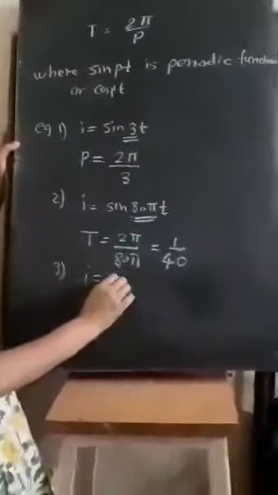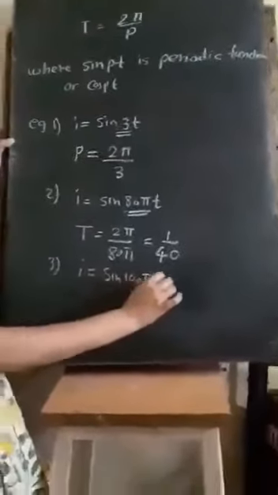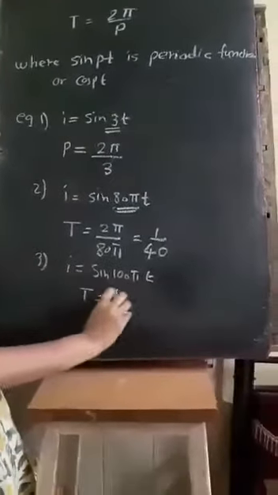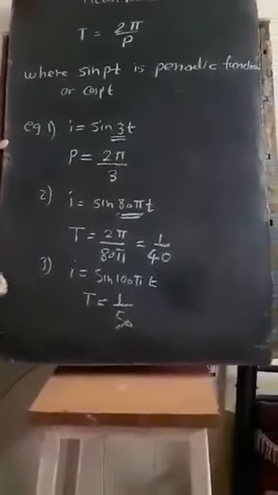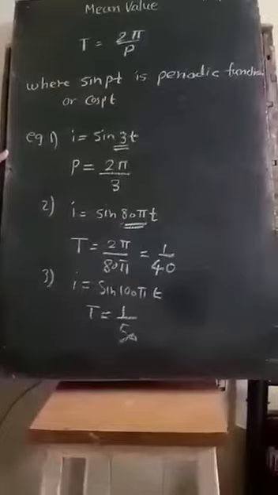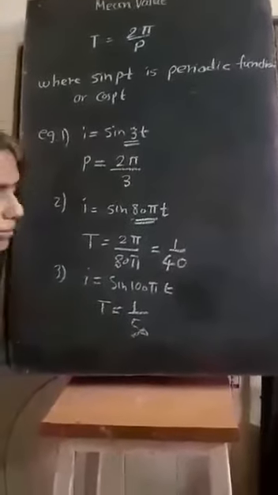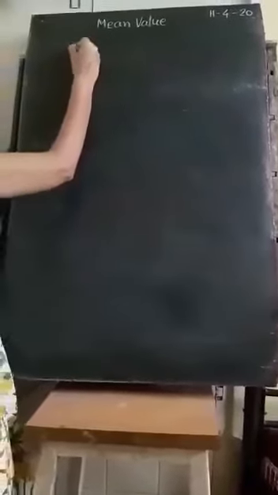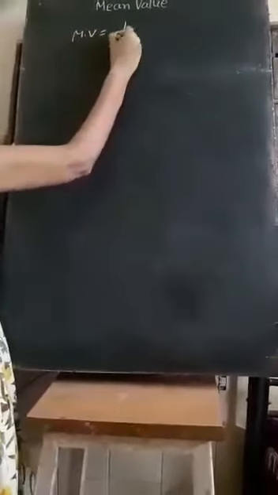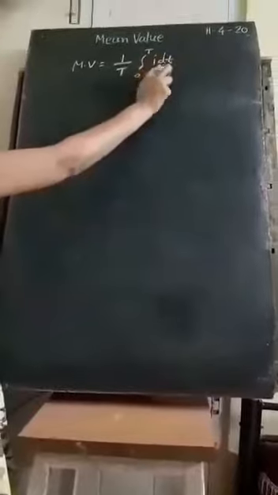Suppose it is sin 100 pi t, then what will be the period? 1 upon 50, you can find out, right? So I have explained how to find the period T. Now using this T, we have a slightly modified formula for the mean value. The complete period is from 0 to T. So instead of 1 upon b minus a, it is 1 upon T minus 0, but we write T, and integral 0 to T of I dt if the variable is t.